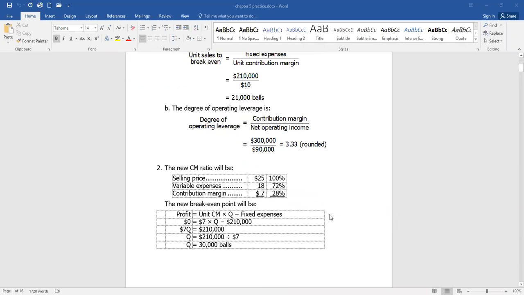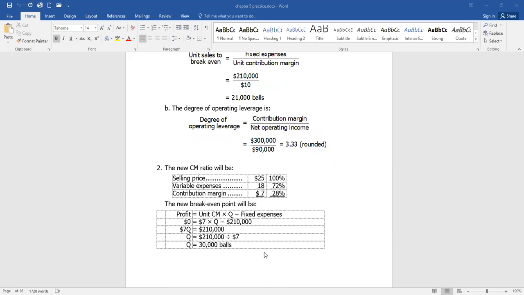Let's look at number 2. Due to an increase in labor rates, the company estimates that variable expenses will increase by $3 per ball next year. If this change takes place and the selling price remains constant at 25, what will be the new contribution margin ratio and break-even point in balls? So selling price remains at 25, but now variable expenses will increase to $18 per ball, leaving us with a contribution margin of $7 per ball. Take the $7 per ball divided by the $25 selling price, the contribution margin ratio will be 28%.